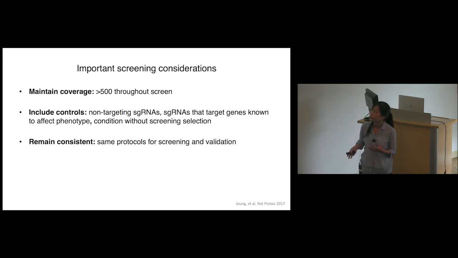And of course, you always want to include a condition without the screening selection. This is your control condition that you will normalize the experimental condition guide counts to. So it's also very important. And then finally, to remain consistent throughout the screen, you use the same protocols for screening and validation. And this will help get you the genes with the phenotype that you want.